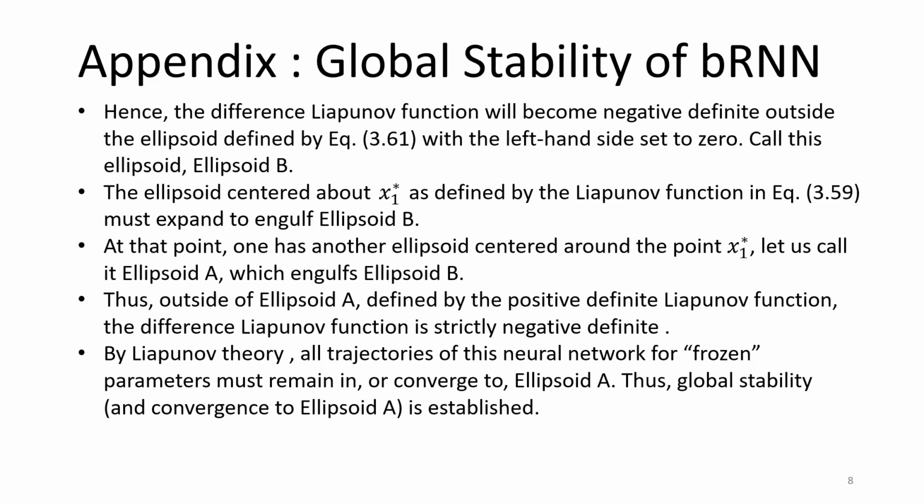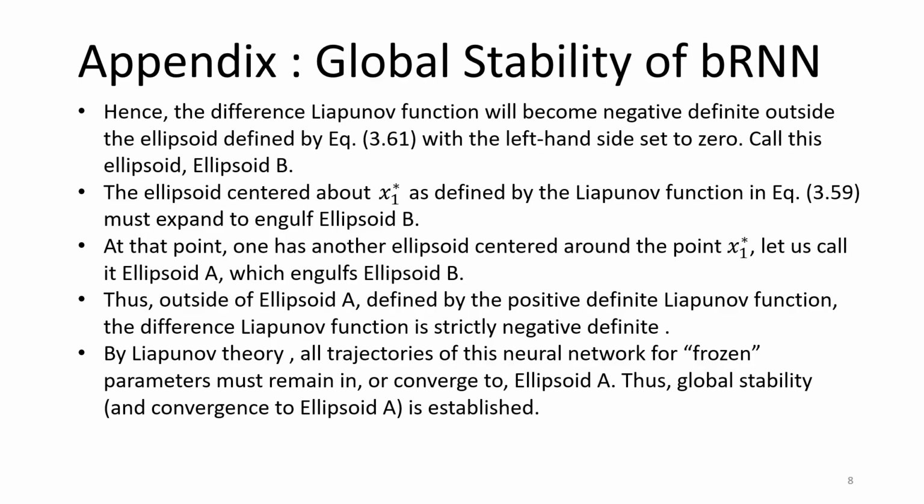As a consequence, the difference Lyapunov function will become negative definite outside the ellipsoid defined by equation 3.61, with the left-hand side set to 0. Let us call this ellipsoid defined by equation 3.61 ellipsoid B. Recall that a positive definite matrix has all positive eigenvalues and is associated with a convex function, while a negative definite matrix has all negative eigenvalues and is associated with a concave function.